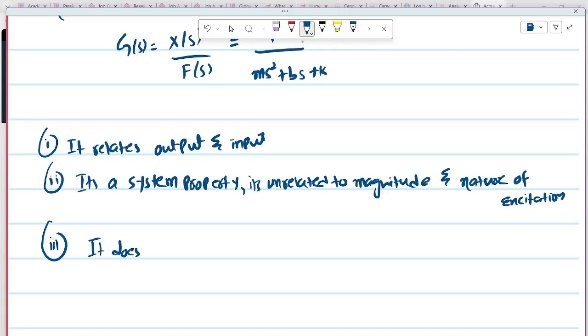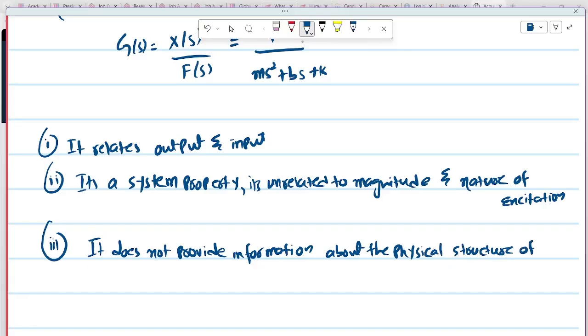It does not provide information about the physical structure of the system. And lastly, as I've mentioned, multiple systems may have the same transfer function, so it's not concerned with the physical structure of the system.